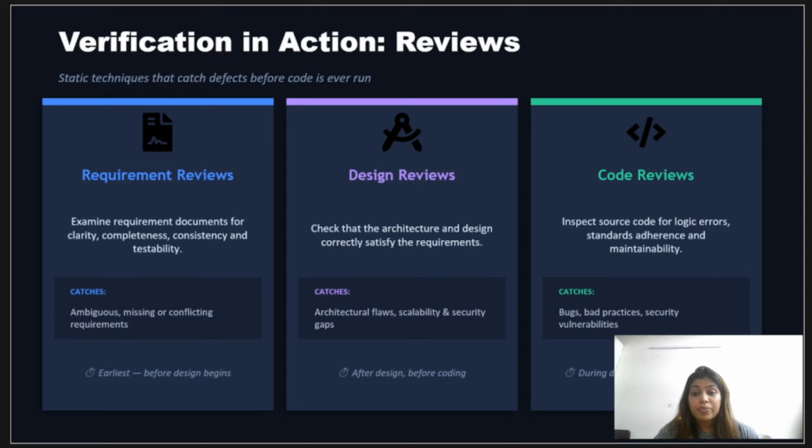Notice that none of these require running the software, and that's the signature of verification: static examination of work product. And notice the timeline: reviews march along the SDLC phase. Requirements, design, and code. Similarly, requirement review, design review, and code review.